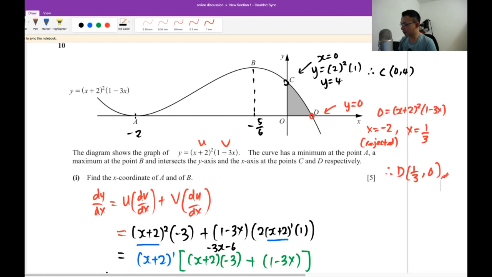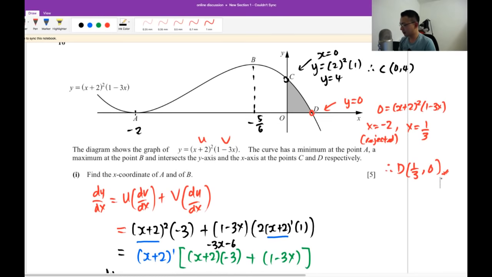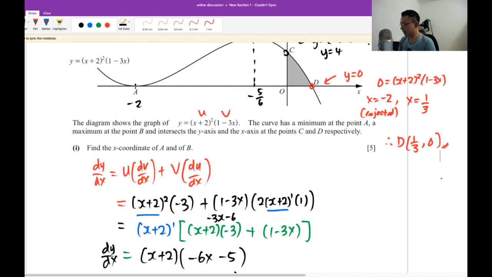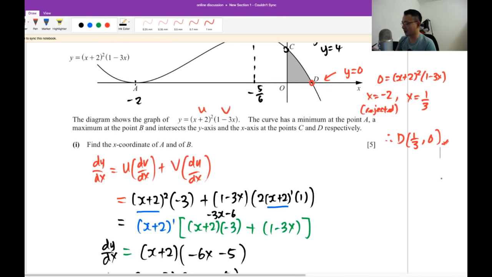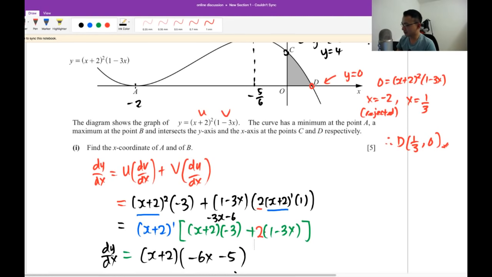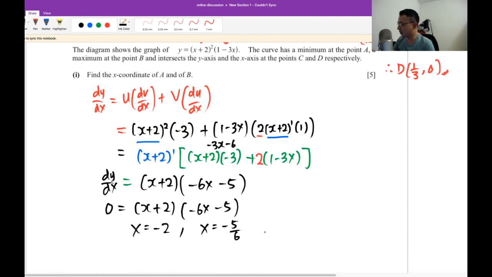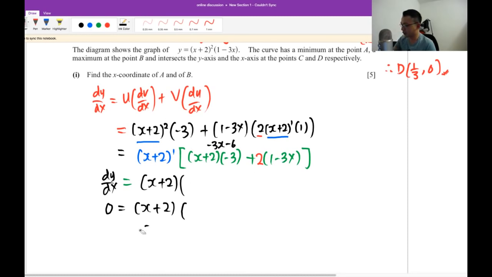Did I miss the 2 in the formula? Yes, I missed the 2 in the formula. Thanks for that. Because here actually there is a 2, right? If I factorize, I still have a 2 here. Then my value will be different. Let me change it quickly.